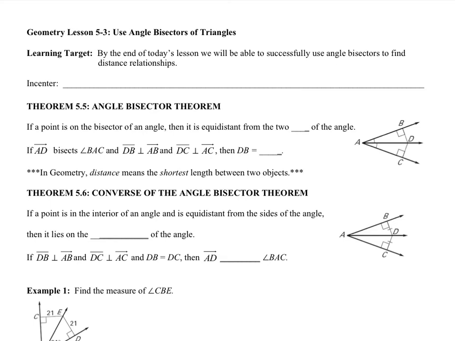Lesson 5-3. Use angle bisectors of triangles. By the end of today's lesson, we will be able to successfully use angle bisectors to find distance relationships.